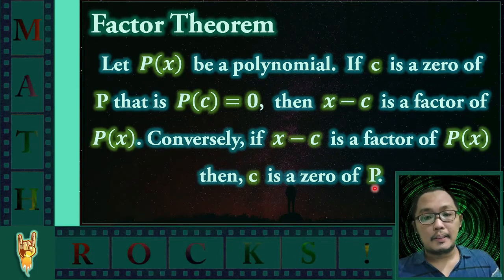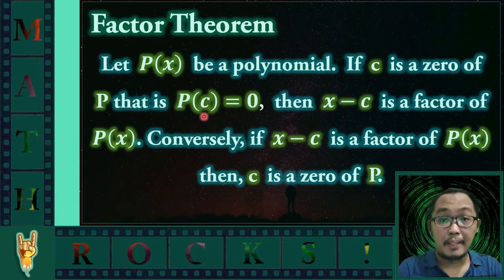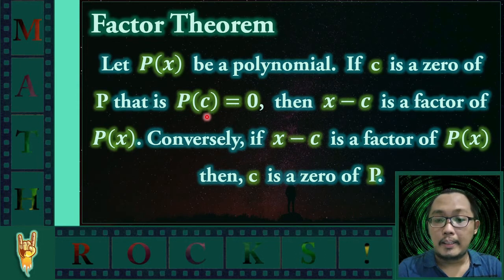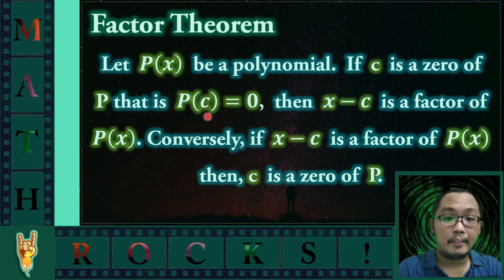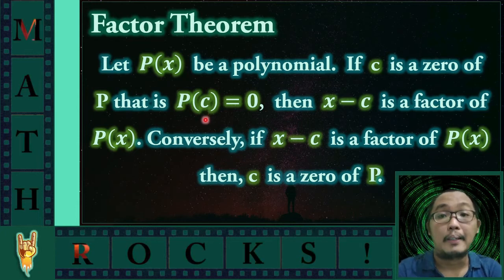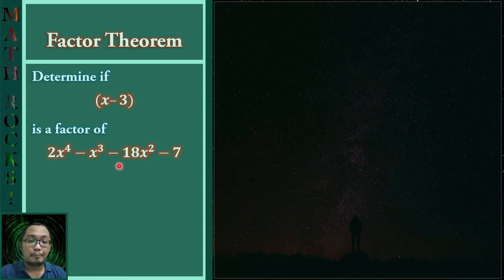The factor theorem basically tells us that if the remainder is equal to 0 after dividing a polynomial by a certain linear polynomial such as x minus c, then x minus c is a factor of the polynomial p of x. And let us have this example. Determine if x minus 3 is a factor of this polynomial.